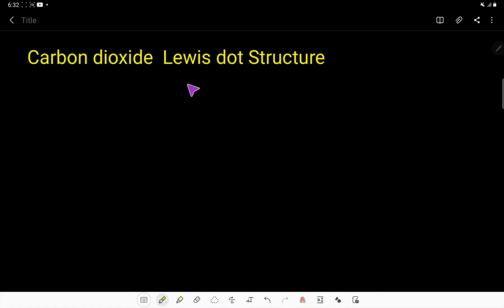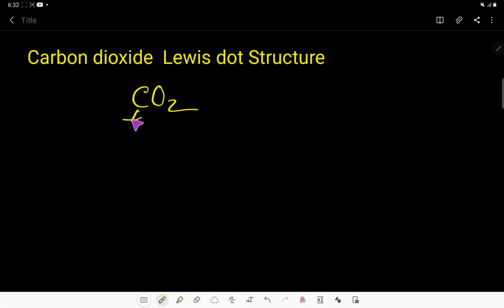Carbon dioxide Lewis dot structure. If you are a student of chemistry and you don't know how to draw the carbon dioxide Lewis dot structure, then you have come to the right place. Look, this is the chemical formula of carbon dioxide. In carbon dioxide, you will get one carbon atom and two oxygen atoms.